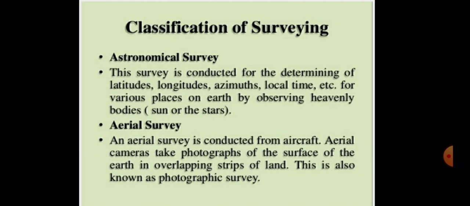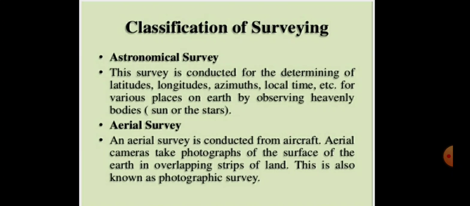Next is the astronomical survey. Astronomical survey means determining latitudes, longitudes, azimuths, local time, etc. for various places on earth by observing heavenly bodies. So astronomy, you know, is when we look at the heavenly bodies in our galaxy, in our Milky Way, the observation of various stars and what effect those stars will have on the earth's geographical features. Then that survey is called the astronomical survey. That is when it is done on the heavenly bodies.